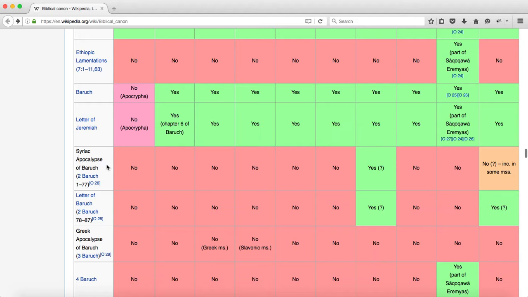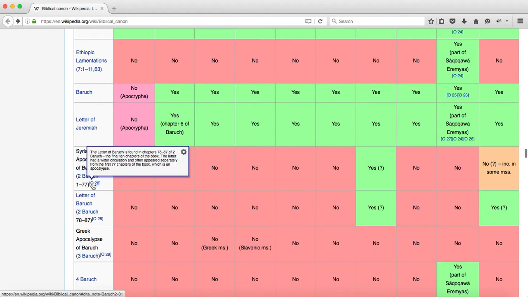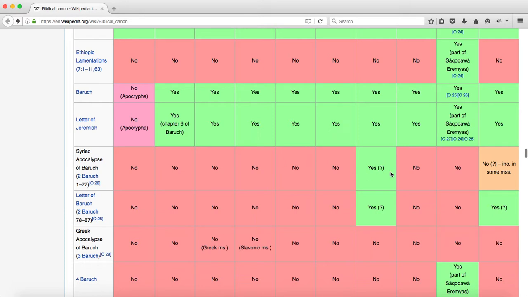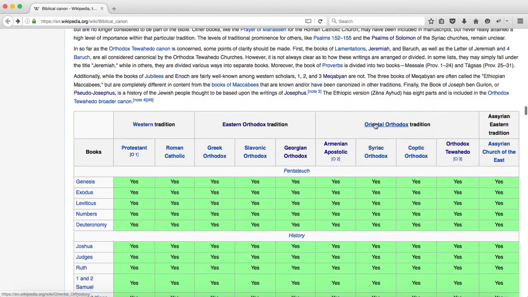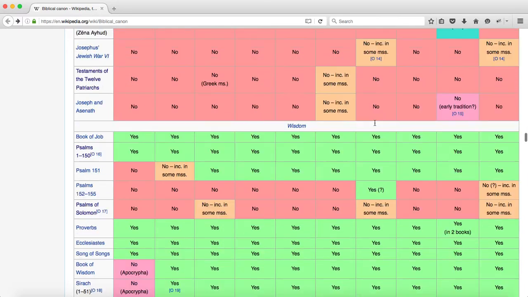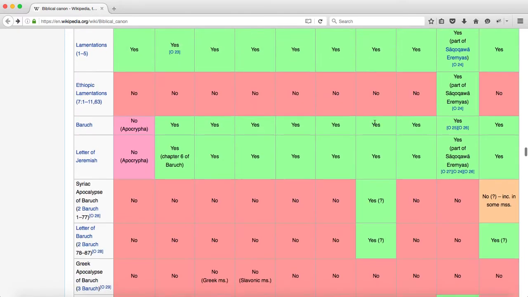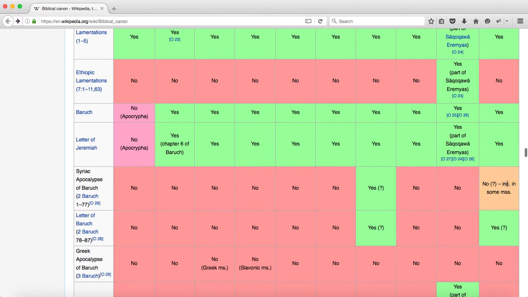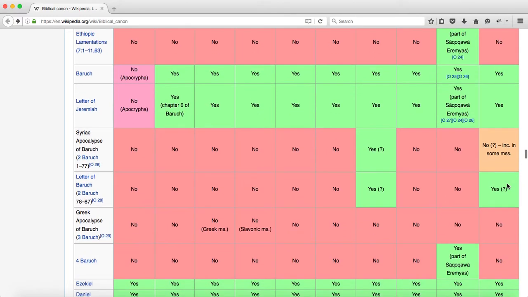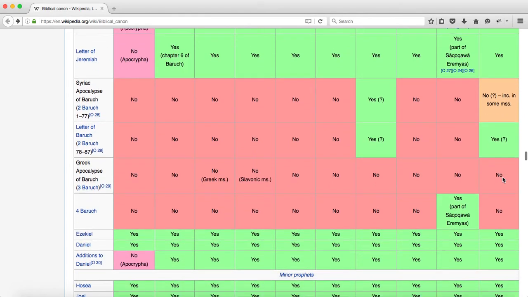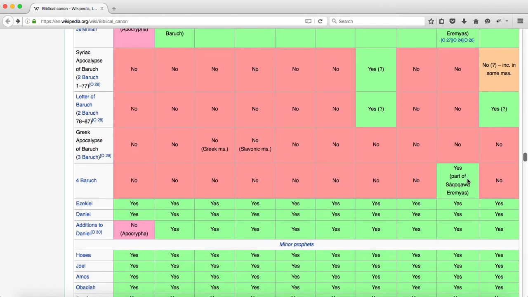And then we have the Syriac Apocalypse of Baruch, otherwise known as Second Baruch. It is not included in most of Christianity, but it is included in, let me just scroll up again, the Syriac Orthodox tradition. They have Second Baruch as part of their canon. And then there's some manuscript evidence within the Assyrian Church. Likewise, there's the Letter of Baruch, which is contained in Second Baruch, and it is accepted by both of these same churches. Then we have Third Baruch, which is accepted by none, but it's in some Slavonic and Greek manuscripts. Fourth Baruch is only accepted in the Ethiopian Church.